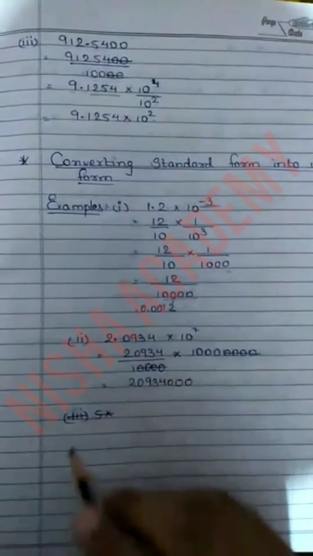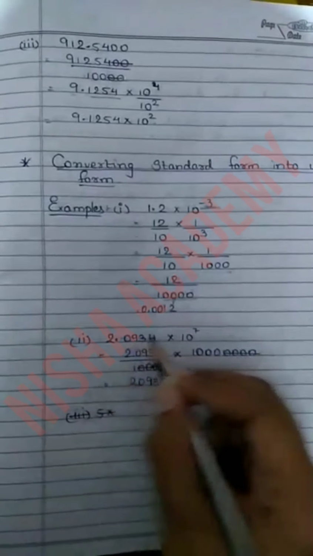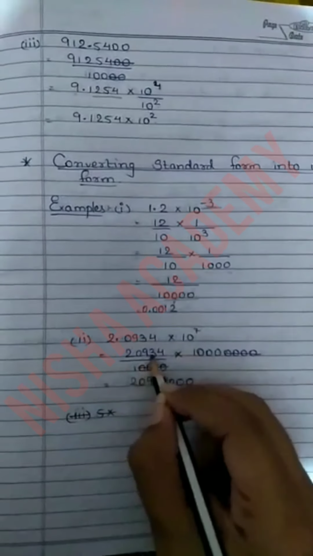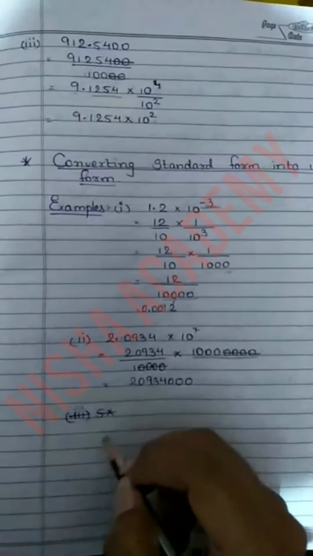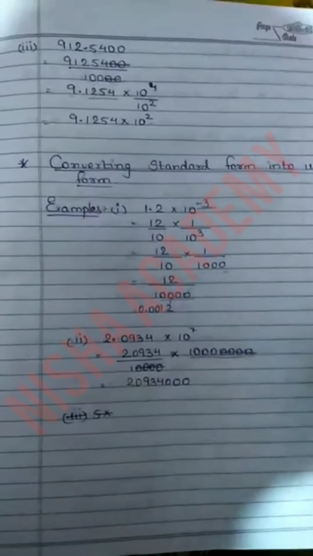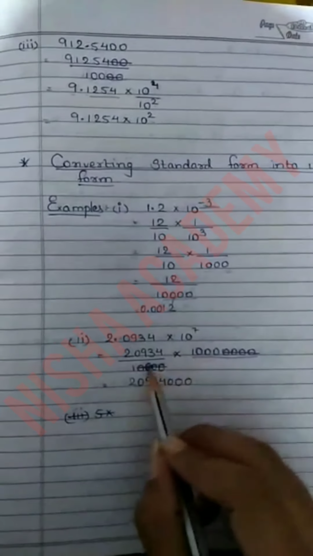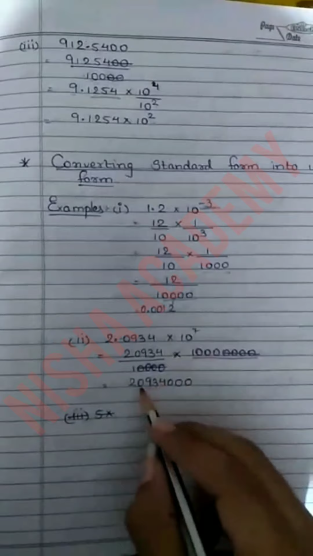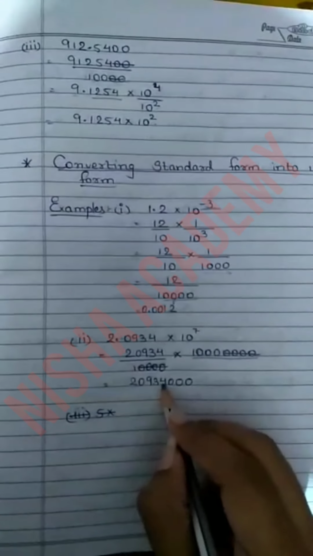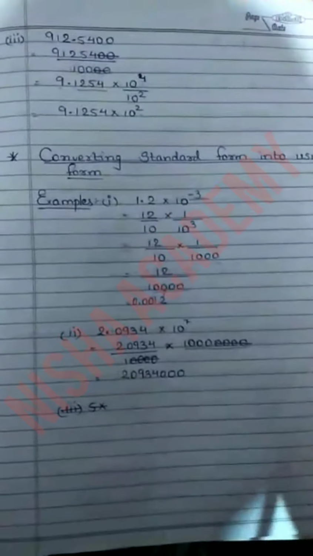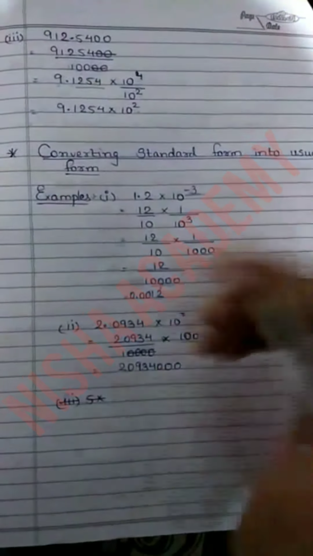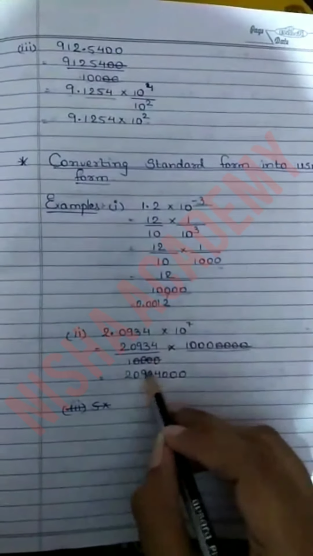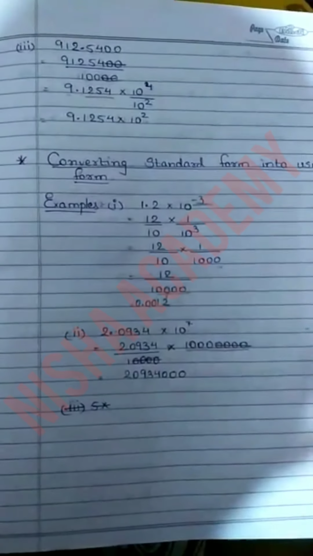Second is 2.0934 into 10 raised to 7. Firstly, convert this decimal number into a fraction. So it will be 20934 upon 10,000 into 10 raised to 7. So write 7 zeros here. Now 4 zeros get cut. How many are remaining? 3. So we will multiply the numerator, and the answer will be 20934 followed by 3 zeros. Whenever you are converting from standard form to usual form, every time first convert the decimal into a fraction, simplify it, and then multiply or denote it in decimal form.